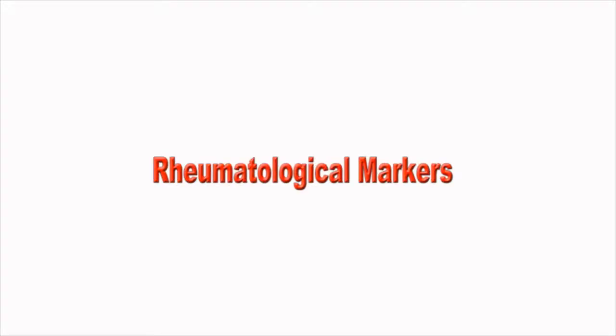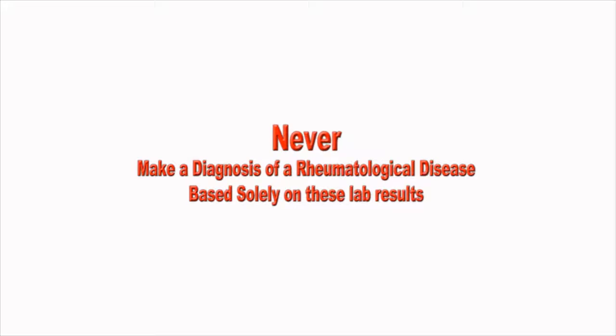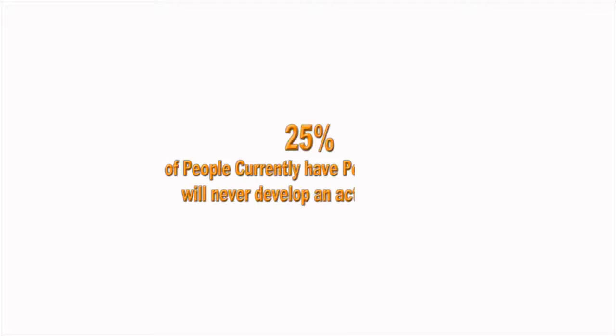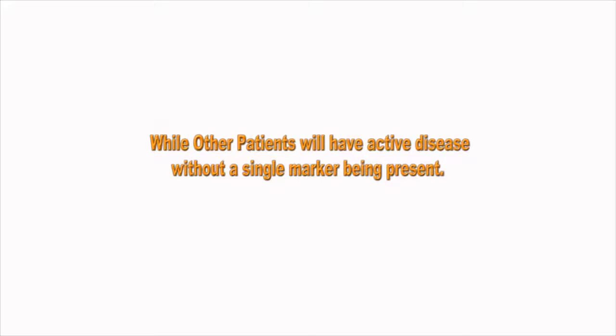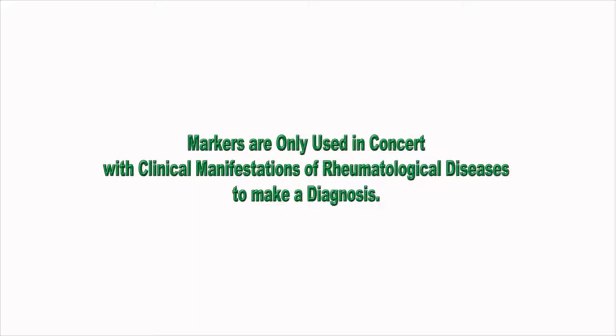So let's talk about rheumatological markers. Now I'm not so sure rheumatological is an actual word, but Google says it is, so I'm going to use it. And the first thing to know about these markers is to never make a diagnosis based solely on these lab results. It's estimated that 25% of people currently have positive markers and will never develop an active disease, while other patients have active disease without a single marker being present. So these markers are only used in concert with the clinical manifestations of a disease to make a diagnosis.